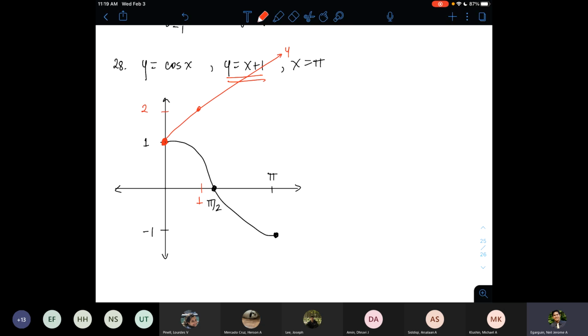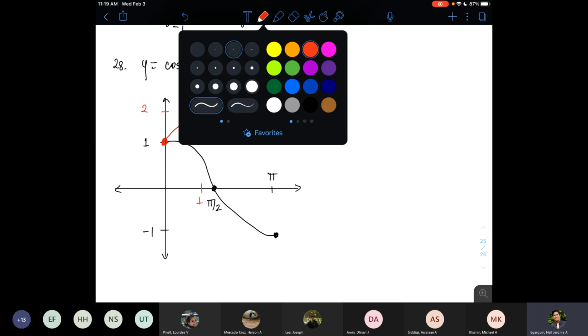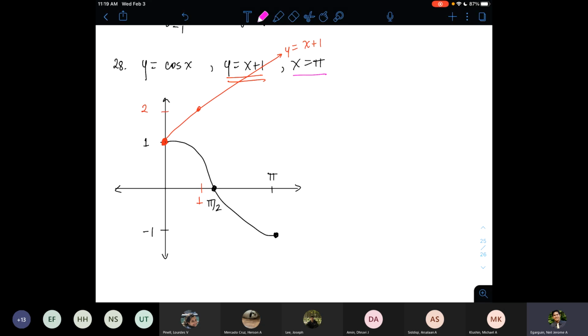The line y equals x plus 1. And the third one is the line x equals pi. X equals pi is over here. Okay, so the shaded region should be the one bounded by these 3 curves altogether. So I guess it's now clear that the shaded region will be this one.